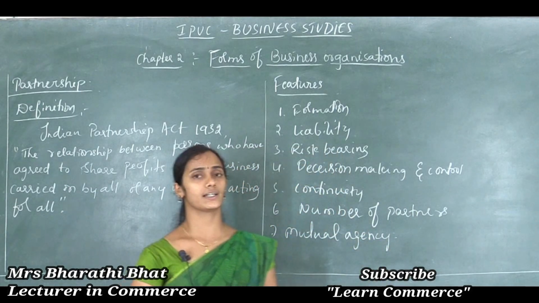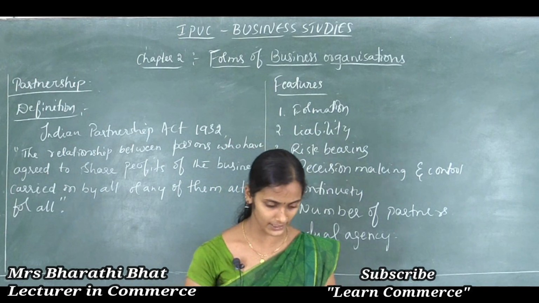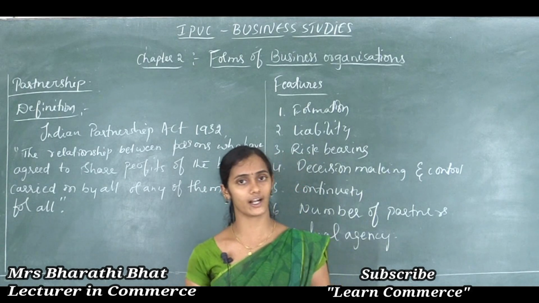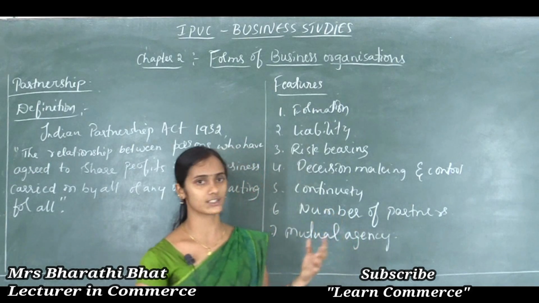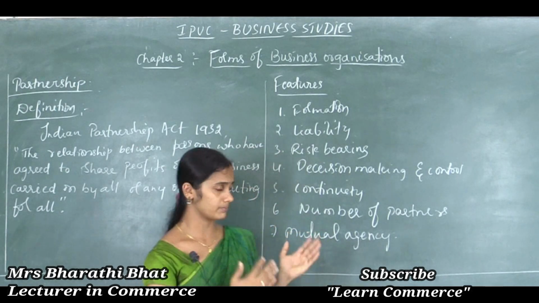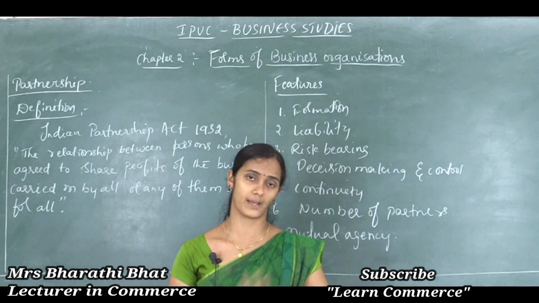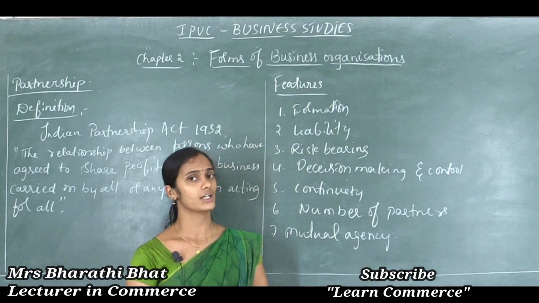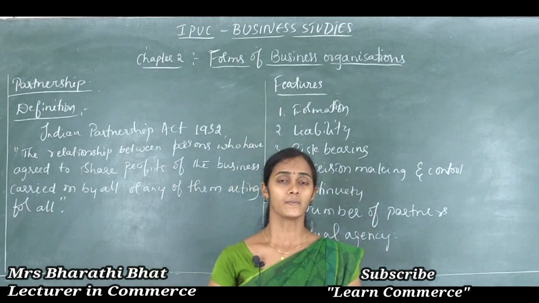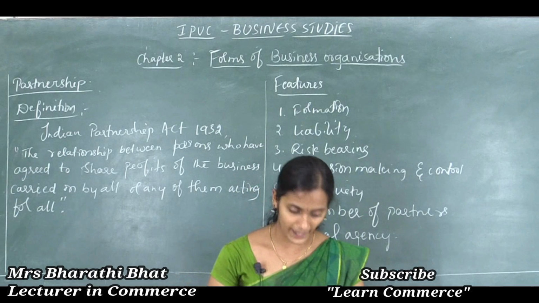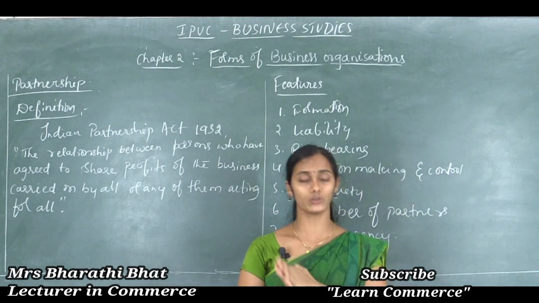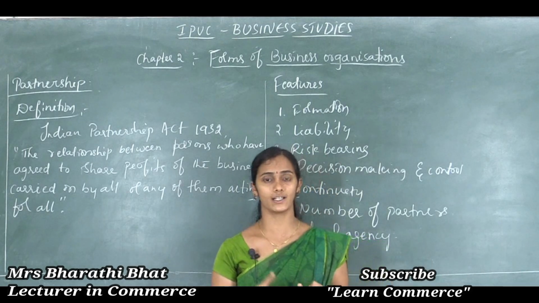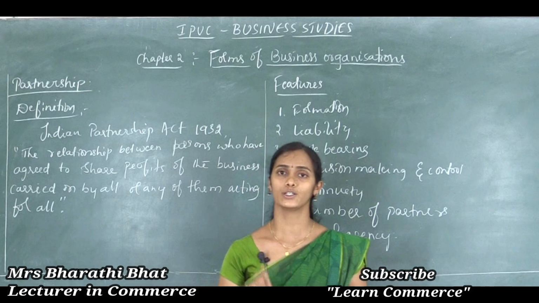And the number of partners: we know the minimum number of partners should be 2 members, and the maximum number may vary according to a few conditions. But according to the central government, the prescribed maximum is 50. They can involve 15 members to start a partnership form of organization, and 50 members is the maximum. So at present 50 is the maximum number of partners, as per rule 10 of the Companies Rules of 2014.